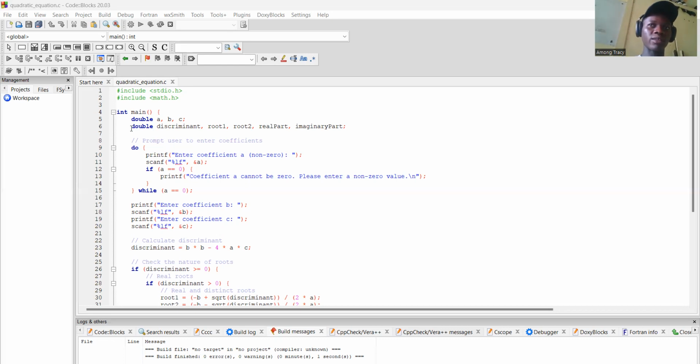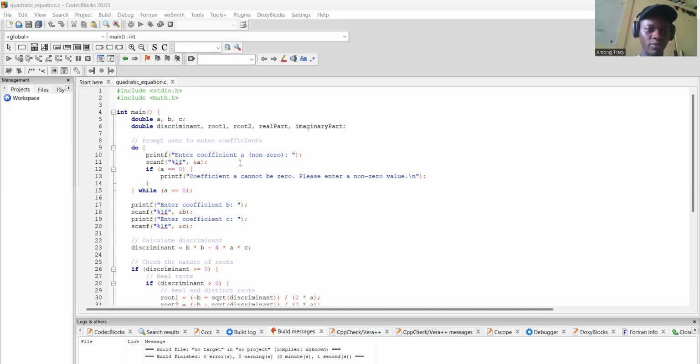Then we're going to declare whether it is real. In the complex root, we're going to declare the real part and the imaginary part, as it is already laid out here. So for the first function, we're going to prompt a user to enter the coefficients of A, B, and C. To start with, we're going to ask them to enter the coefficient of A.